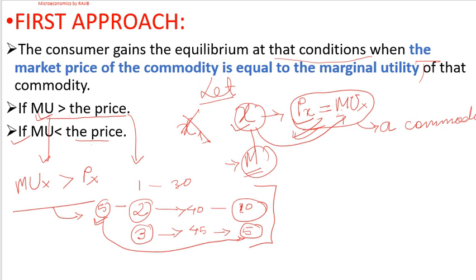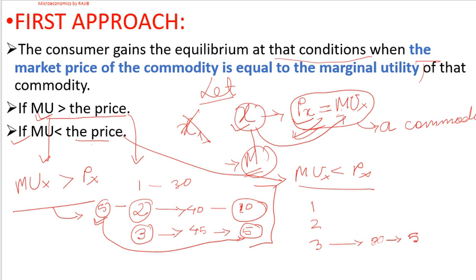And for the second condition here, if the marginal utility of x is less than the price of x, then what happens? At that condition, suppose the consumer is consuming first, second and third, 3 units of consumption, and on the third unit he has the total utility, suppose 80, and his marginal utility here is 5.